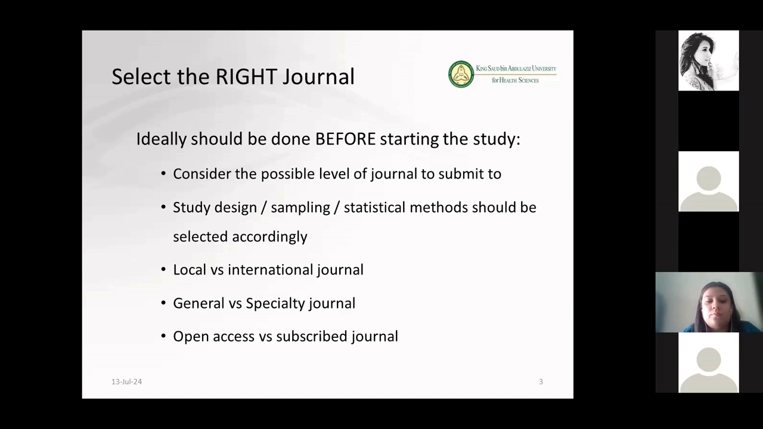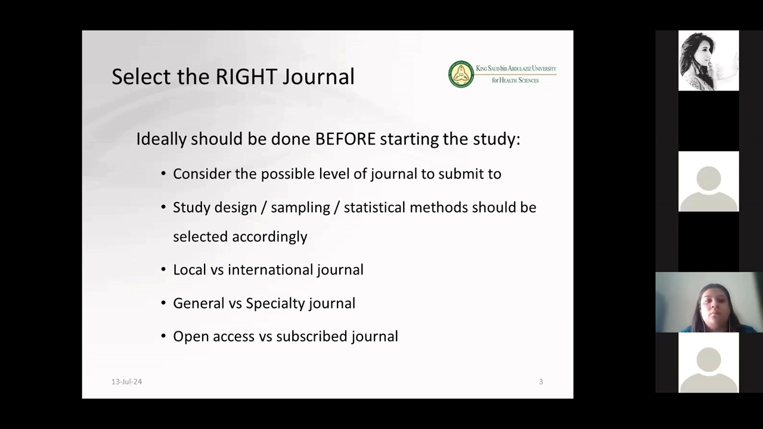So you have to consider the journal, see what type of articles they accept, and look at the published articles in the journal, whether they're similar to the ones that you are thinking about. Now, the study design, sampling, and statistical methods should be according to those journals. You have to think whether your topic is interesting for a local or an international level, right? Then is it relevant for a general journal or a specialty journal? Depends on which medical field you are from.